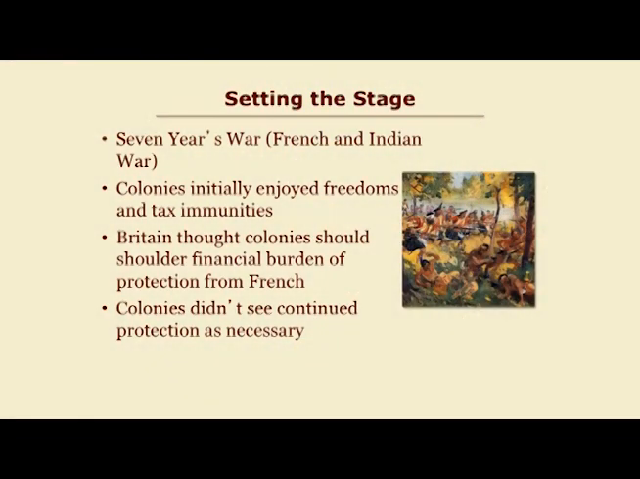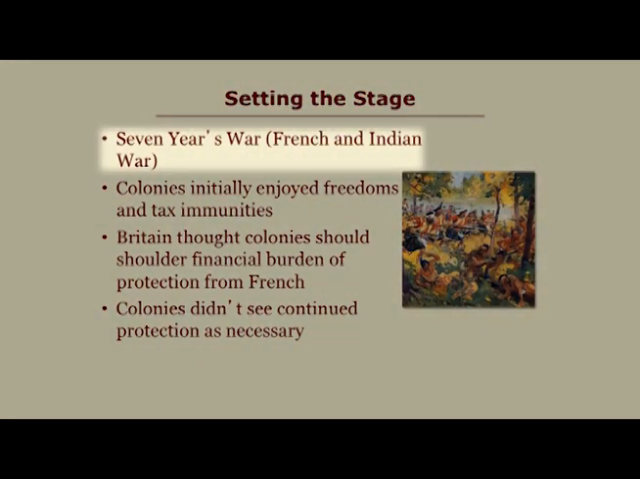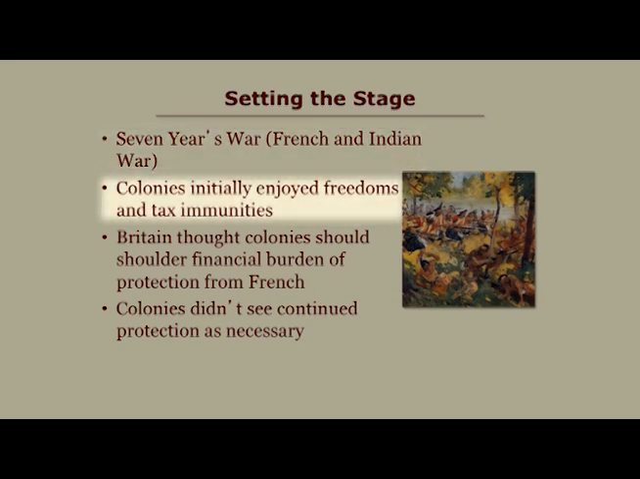We can set the stage by going back to the French and Indian War, also called the 7 Years' War. The colonies initially enjoyed a lot of tax freedoms and immunities. Parliament said, well, they're so far away, they really don't enjoy all of the benefits, so we won't tax them as heavily.